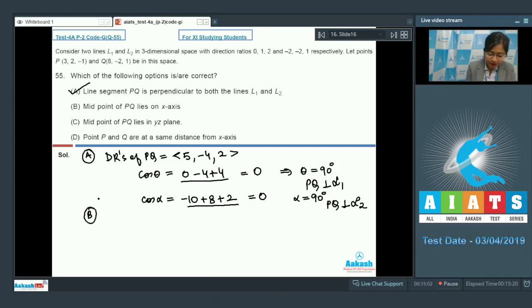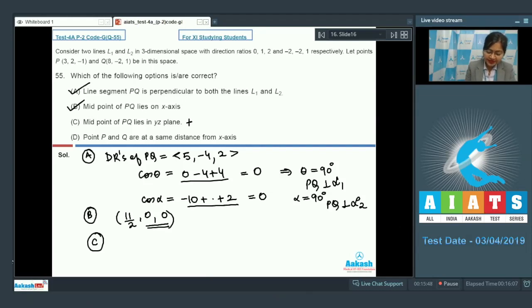Now option B says that midpoint of PQ lies on x-axis. Let us find the midpoint of PQ, that is 3 plus 8 upon 2, that is 11 upon 2, comma 2 minus 2 upon 2, that is 0, and minus 1 plus 1 upon 2, that is again 0. As its y and z coordinates are 0, it is definitely lying on x-axis. So option number B is also correct. Also, option number C says that midpoint of PQ lies in yz plane. Now for a point to lie in yz plane, its x coordinate should be 0, but its x coordinate is 11 by 2, that is not 0. So option number C is incorrect.